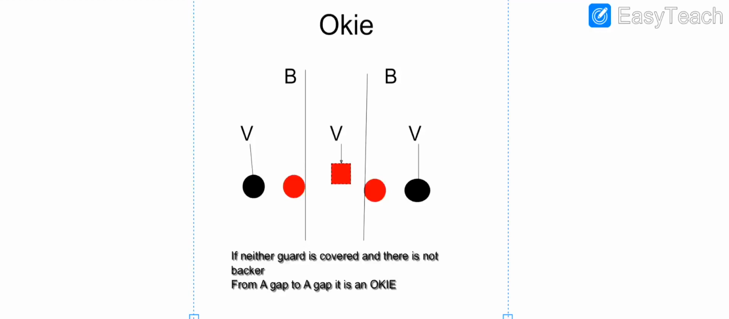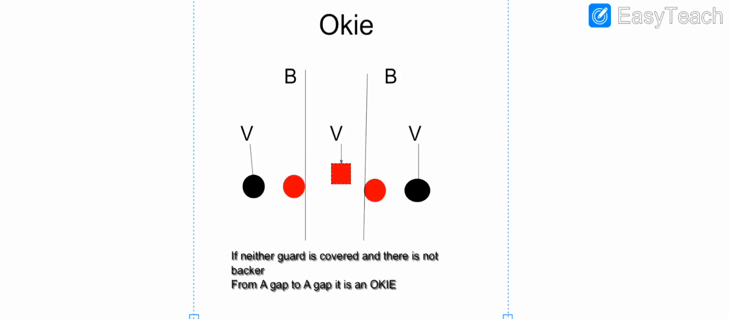Next I come up and I look. Do my guards have anybody on them? Both of my guards are uncovered. I have a defender on me. Then I look A gap to A gap. Is there a linebacker from A gap to A gap? In this case, no. The linebackers are outside.